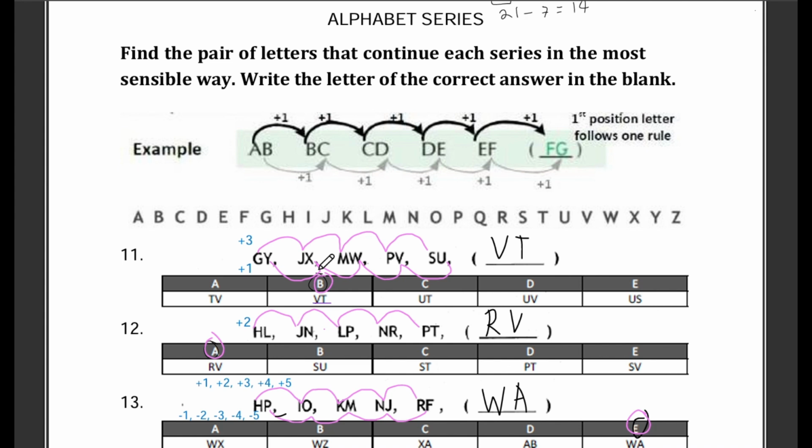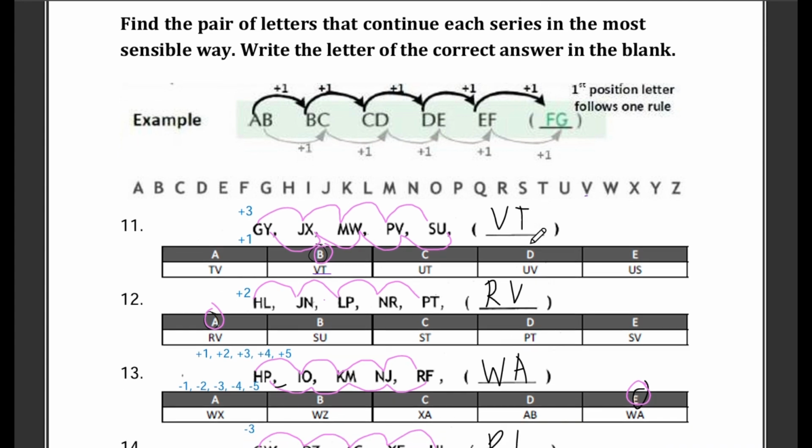Look at the first letters. To get from G to J, we add 3. To get from J to M, we add 3 again. M to P is plus 3, P to S is plus 3, so the next letter should be S plus 3, which is V. The second letters are moving backward by 1 each time. Y to X, X to W, W to V, V to U, so the next step is U minus 1, which is T. Therefore, VT is option B.